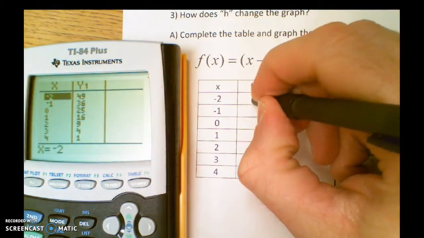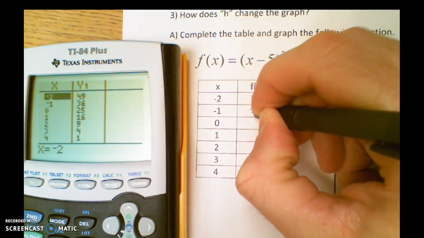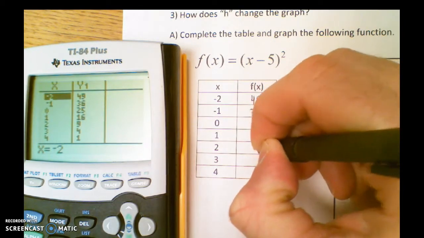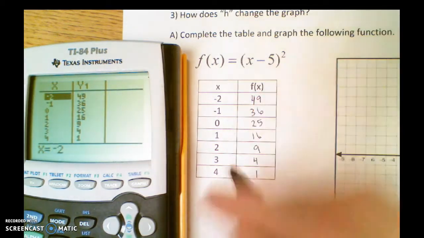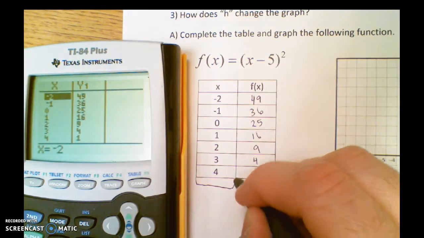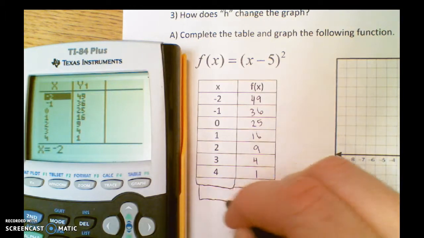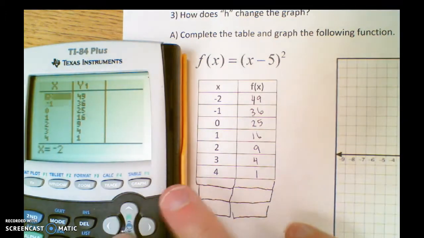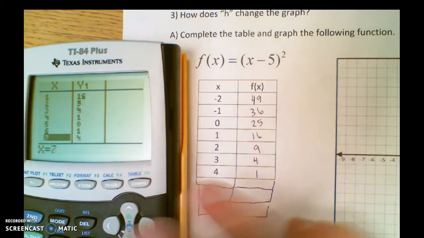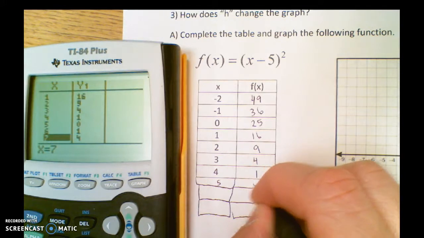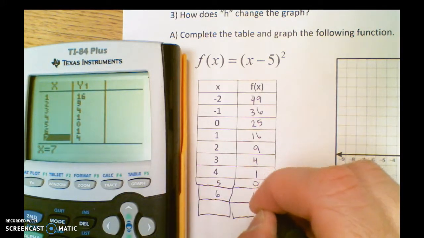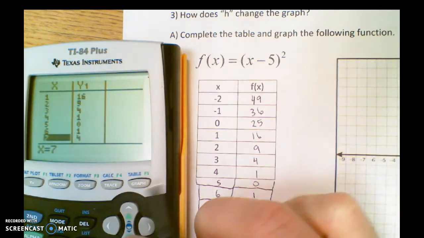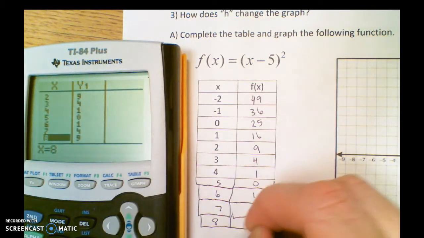I've got 49, 36, 25, 16, 9, 4, and 1. I'm going to make some new rows here because we're not seeing all the numbers we need to see, and I'll show you why in a second. So I'm going to continue past 4. I'm going to get 5, 0, 6, 1, and 7, 4. You can actually do one more. 8 will give us 9.